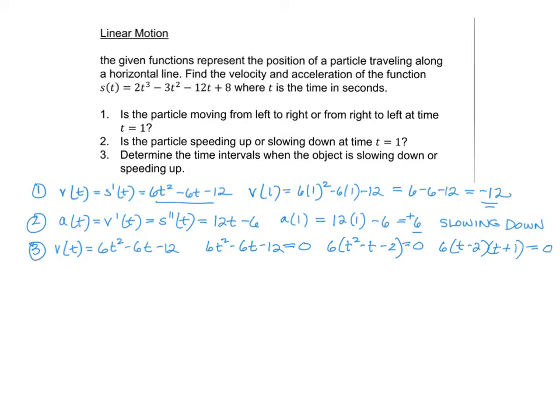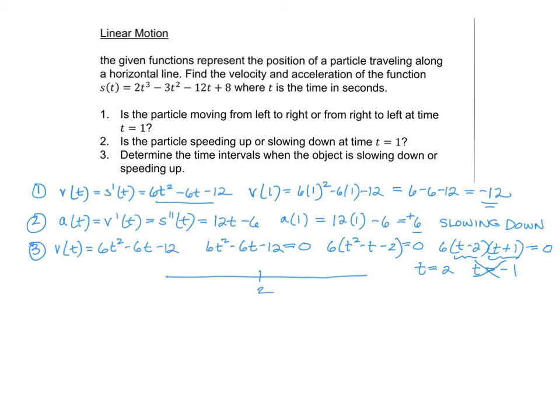And we know that if the product of three things equals 0, then either this is 0 or this is 0 or both. So we know that t equals 2 or t equals negative 1. And we know that t can't equal negative 1 because we have a negative time. So t equals 2 is the only number we're concerned with. So I'm going to draw a number line here. And here's t equals 2.